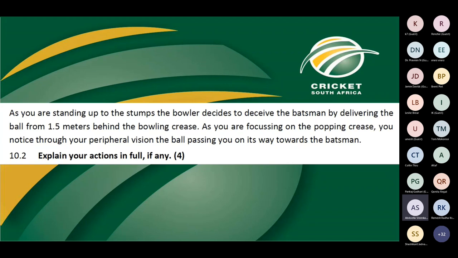So if you can visualize this, you standing close to the stumps, your eyes on the front line, the bowler then decides to bowl from 1.5 meters behind the umpire. You just see the ball coming past your head on towards the striker. Explain your actions in full, if any.